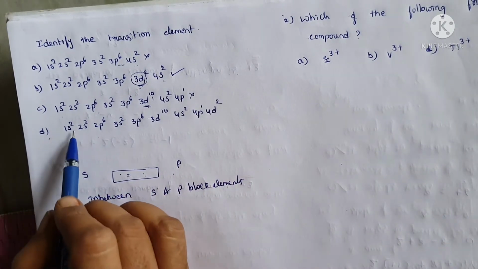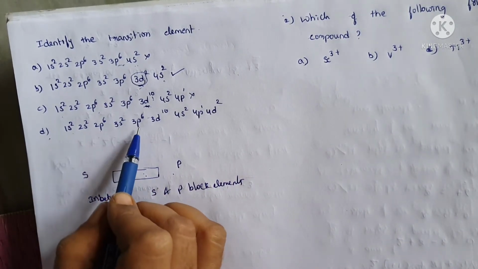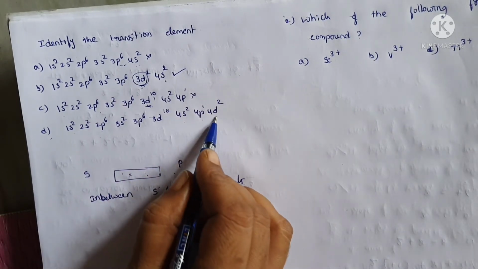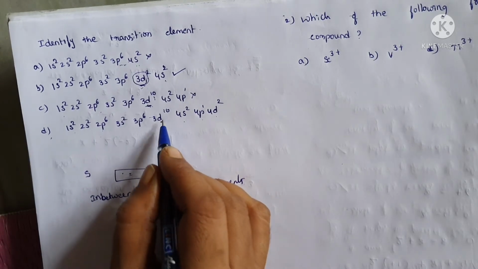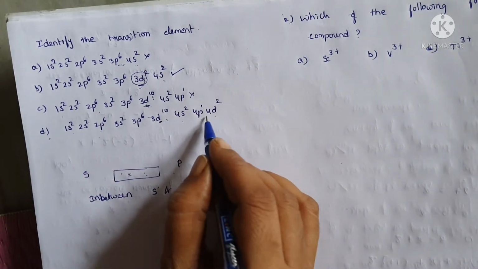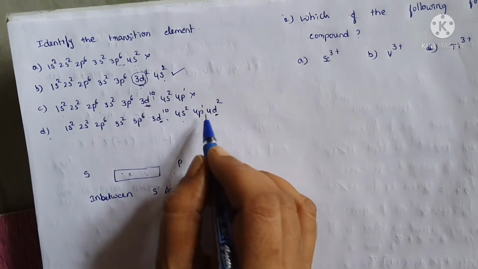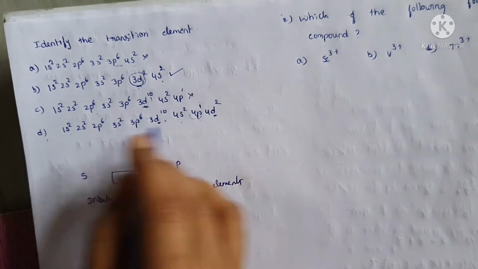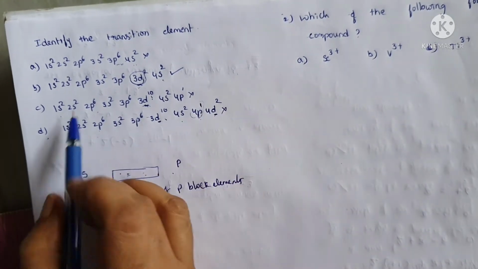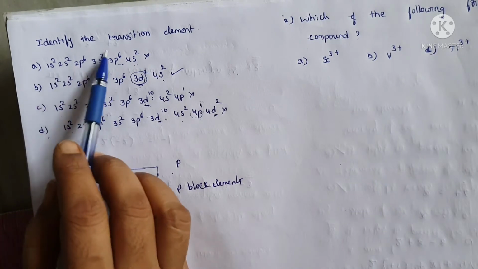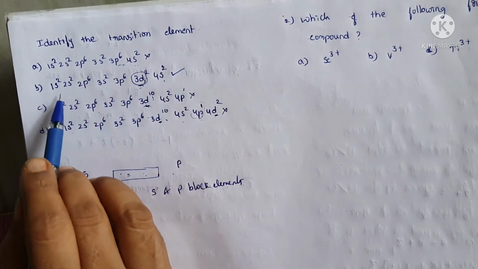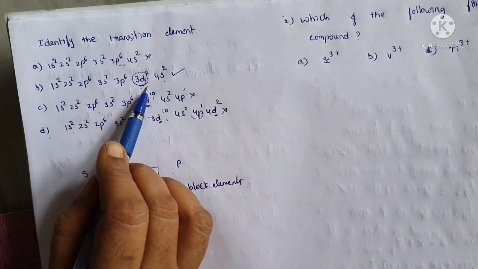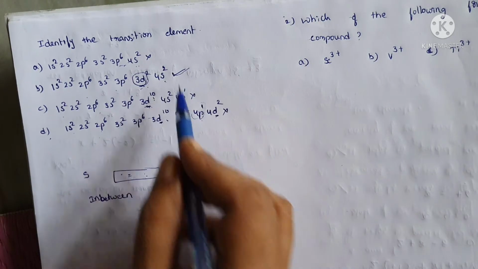And option D also, 1s2, 2s2, 2p6, 3s2, 3p6, 3d10, 4s2, 4p1, 4d10. It is completely filled with electrons, so it is not correct. And here also 3d2 is given, but the p orbital is incompletely filled with electrons, so the configuration is not correct. So identifying the transition element, the correct option is 1s2, 2s2, 2p6, 3s2, 3p6, 3d2 and 4s2. This is the correct option.